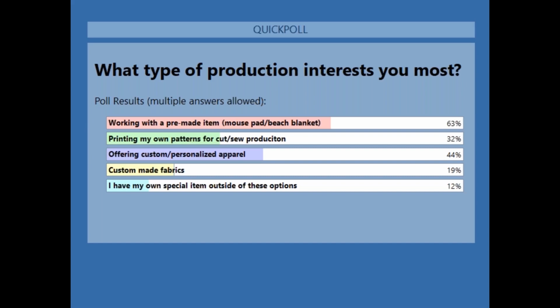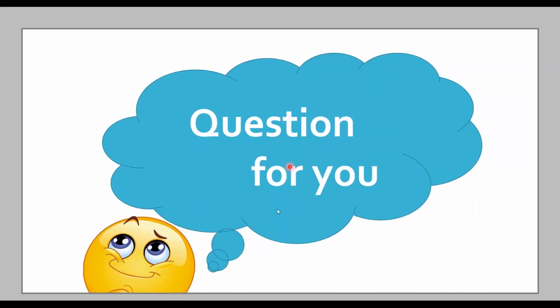So it looks like a lot of you are thinking about working with something that's already pre-made. I just did some examples like a mouse pad or beach towel or something like that that's already pre-made. Printing your own patterns looks like some of you are interested in more of that personalized. Those special unique items, we've got a lot of customers out there that we are working with that have their own unique niche item. And if you've got something in mind, we can work through that with you as well. So custom made fabrics, awesome. So a nice variety here. Let me hide this.